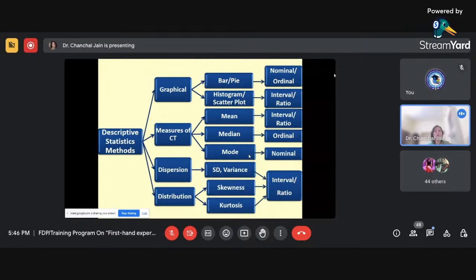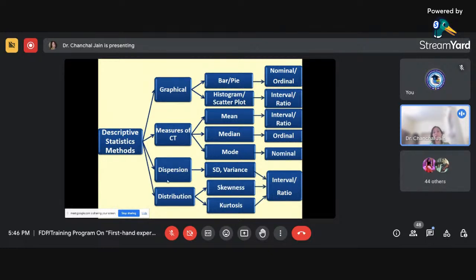Also, if your data is skewed, say for example you have data on an interval or ratio scale, or a numeric variable, but it shows a skewed distribution, right? In that case, you can go for the calculation of the median as your measure of central tendency.